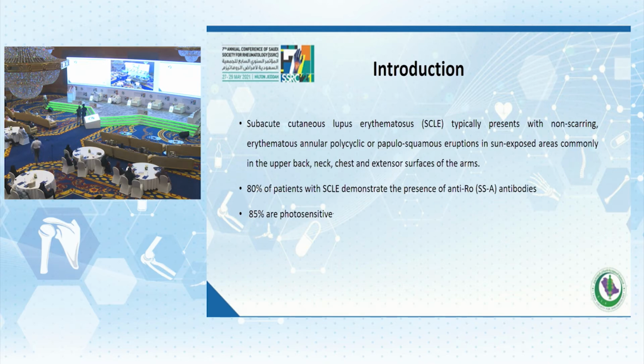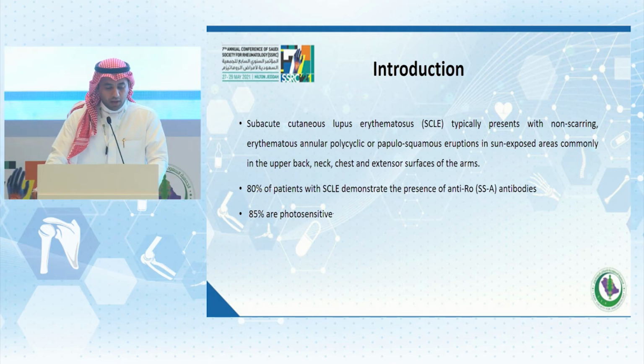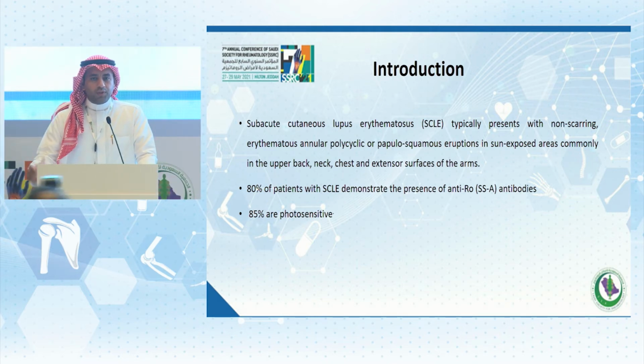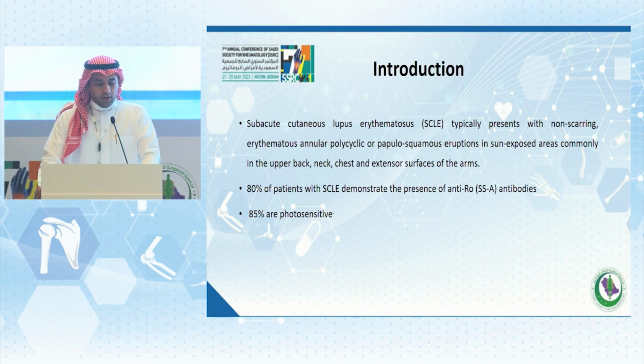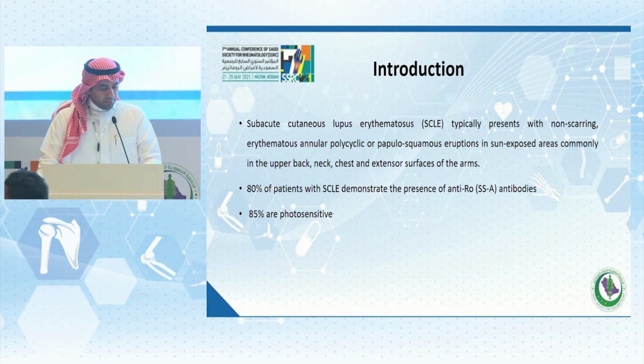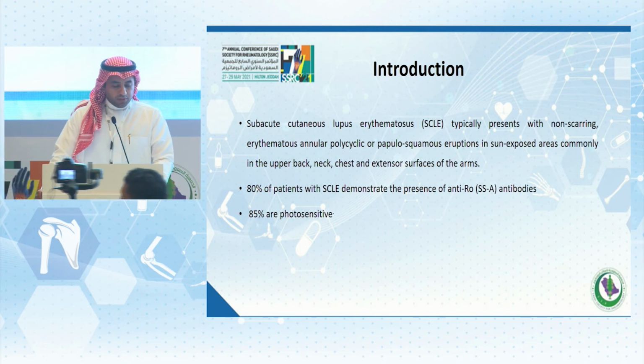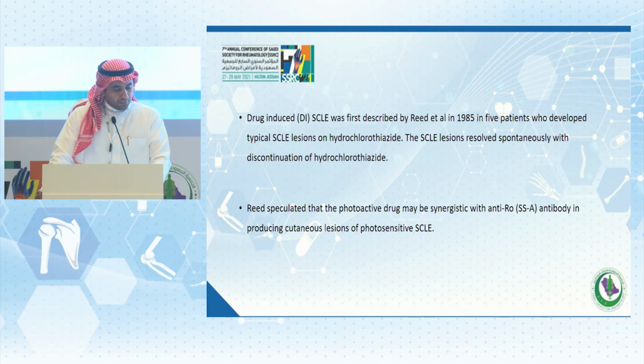We'll start with the introduction. As we know, subacute cutaneous lupus is one of the spectrum of manifestations of lupus. It presents as a non-scarring photosensitive rash that usually involves the upper chest, the trunk, the upper back, and the extensor surface of the upper limb. 85% of these rashes are photosensitive.